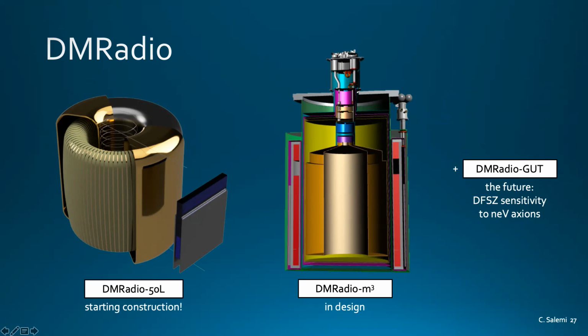And then finally, we have DMRadio GUT, which I don't have a picture for yet because it's still just an idea. But this is basically the ultimate experiment for this lumped element detection technique. With DMRadio GUT, we plan to get DFSZ sensitivity to nano-eV axions. It will require some technological advances, but there are multiple different paths to get there. And so we really do think that this is achievable.